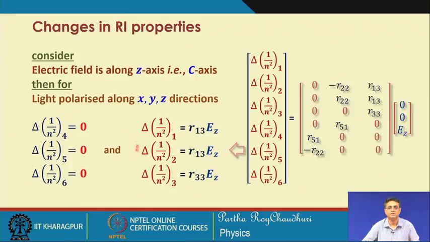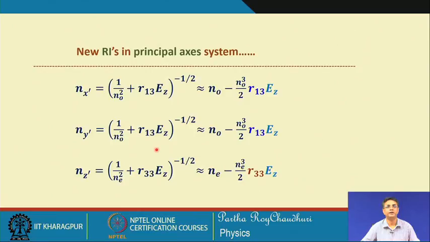So, as a result of that, you get delta 1 by n square, delta of impermeability 1, impermeability 2 and 3, they will have finite values corresponding to this r 13, r 13 and r 33, that is what is exactly here. So, these are the changes, and it is very interesting to note that this only changes the length of the semi major axis of the ellipsoid.